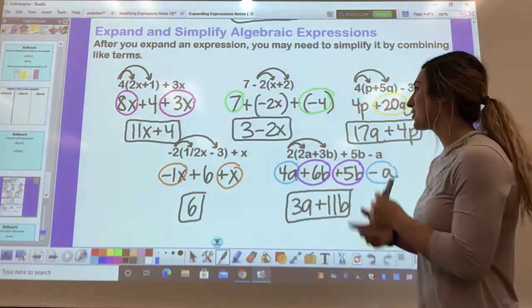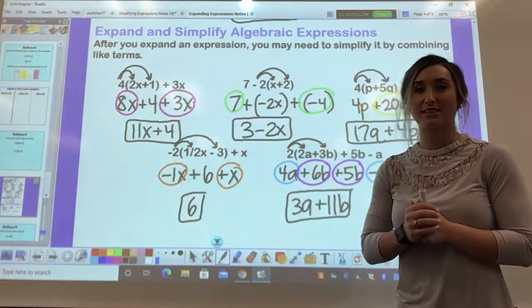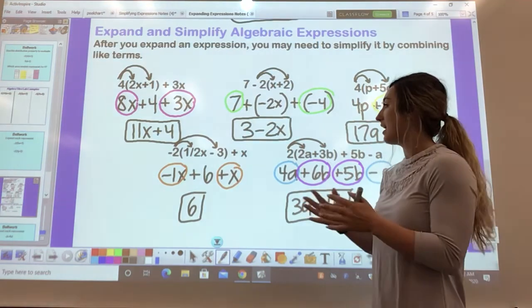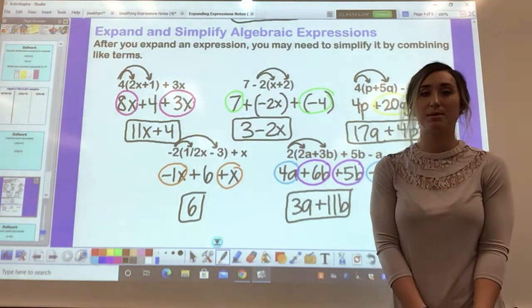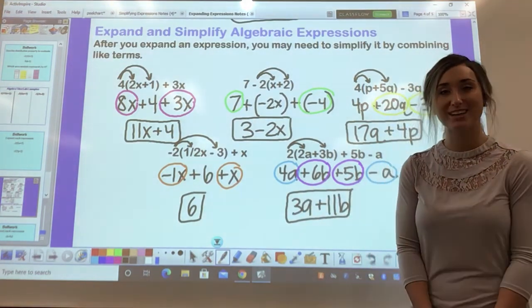All right, so I know that was a lot, but I wanted to go through a lot of examples so you could see a lot of ways to solve each of these problems. And now it's your turn to practice, so good luck.